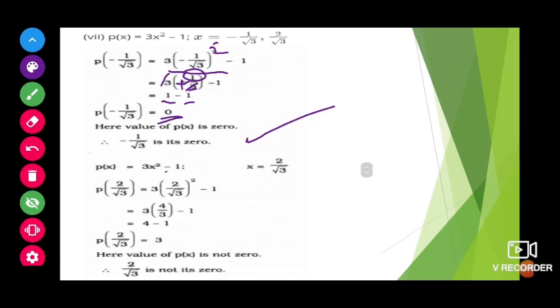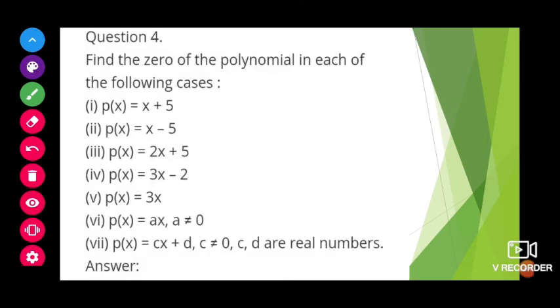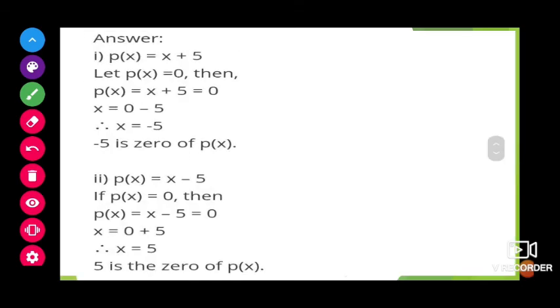Next, children, find the 0 of the polynomial in each of the following cases. Here we can see simple equations. We have to find for what value of x the polynomial will become 0. Now we will see. The first one is p of x equals x plus 5. What are they asking? It's a very easy method, I will teach you. x plus 5 should become 0 if I place some value in the place of x. So we want to make it 0.